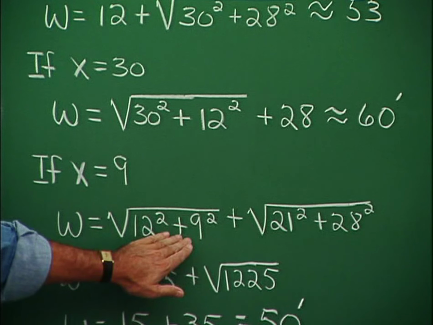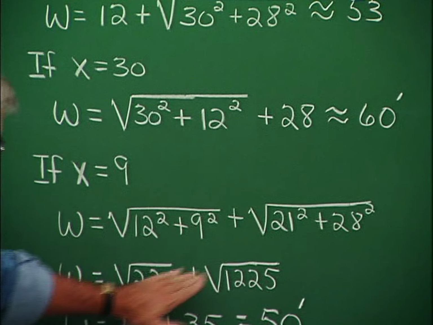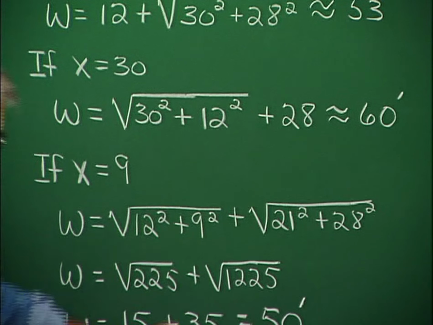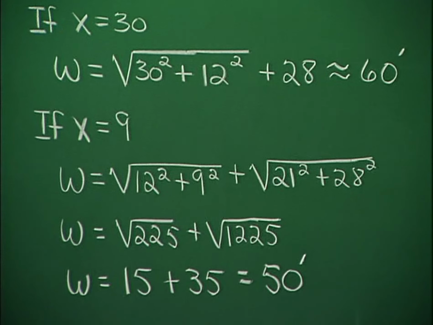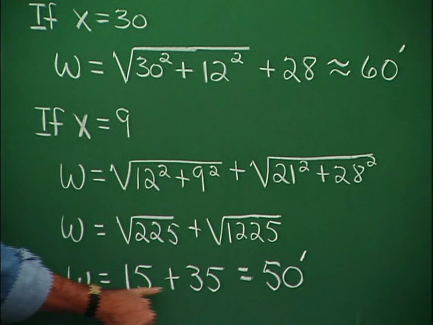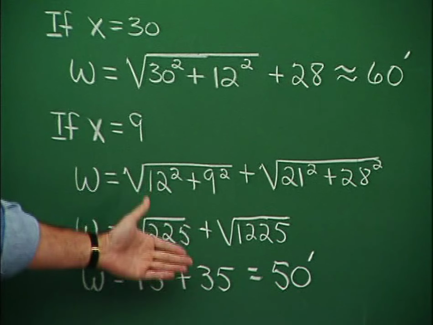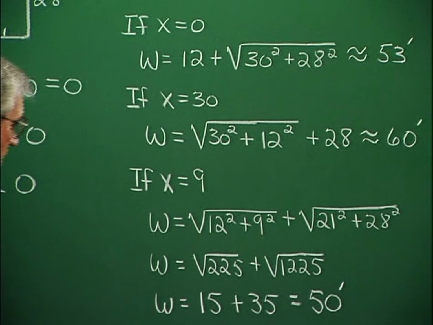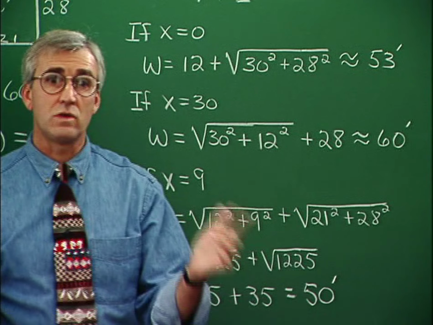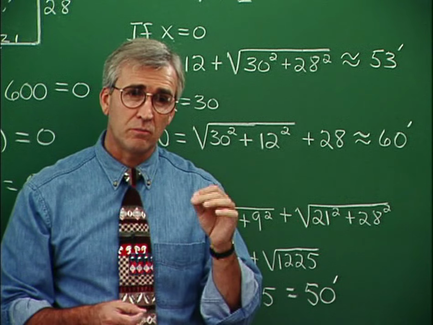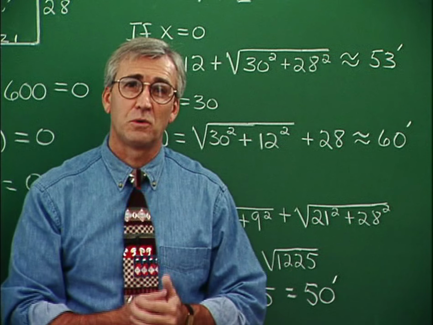And under this radical, we have 225. Under this radical, we'd get 1225, and those both happen to be squares. So w is 15 plus 35, or 50 feet. And that then is our shortest distance for the wire. So we know that that stake needs to be 9 feet from the left side pole.